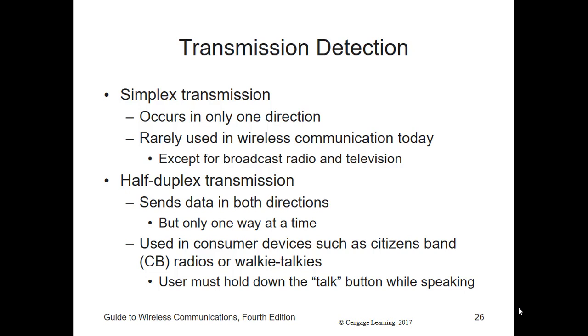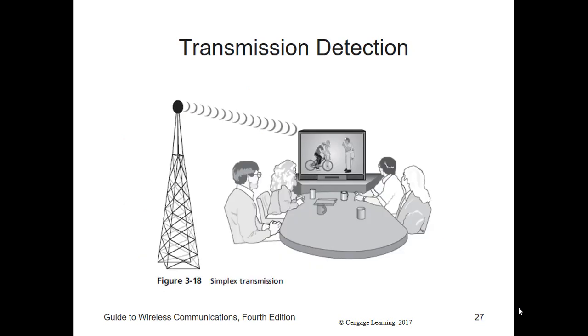Now, in most wireless communications, data must flow in both directions, and the flow must be controlled so that the sending and receiving devices know when data will arrive or when it needs to be transmitted. There are 3 types of data flow: simplex, half duplex, and full duplex. Simplex occurs in one direction, so from device 1 to device 2, like that, okay?